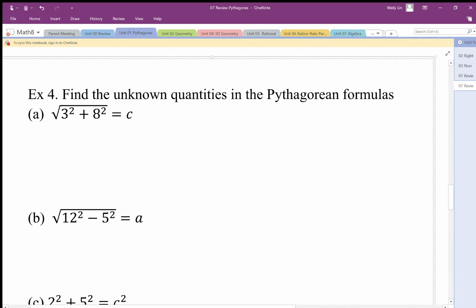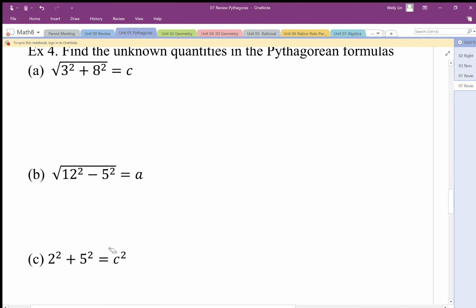Here we see the Pythagorean relationship in different ways. Sometimes we're going to add the two squares and square root to find the length of the largest square. Sometimes we're going to subtract the big square minus the small square and then square root to get the side length of one of the shorter sides. So we're going to see the Pythagorean relationships in all sorts of ways, sometimes with square roots, sometimes with the squares.